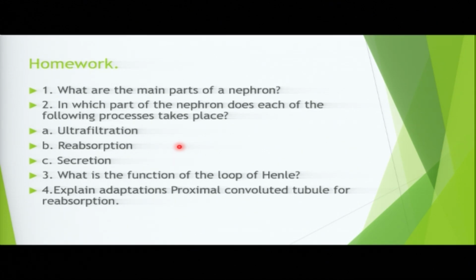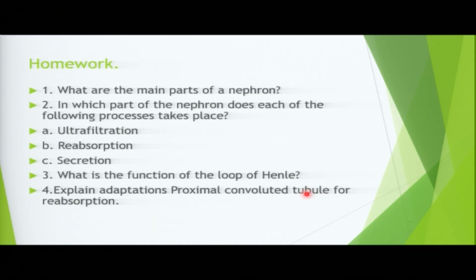Be ready for this assignment, the homework. The first question, you will be able to describe the many parts of the nephron. I have already shown that. And then you will explain at the nephron where glomerular filtration takes place, where reabsorption takes place, and where excretion takes place. Then finally, you will be able to describe the function of the loop of Henle. Yes, the loop of Henle. You can try to do some research because we will see the loop of Henle in the next lesson. And then finally, you explain the adaptation of the proximal convoluted tubule for reabsorption.